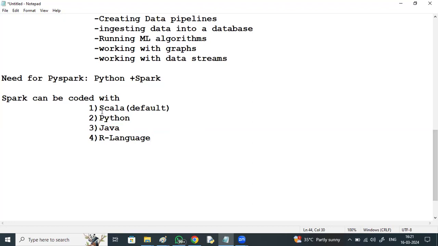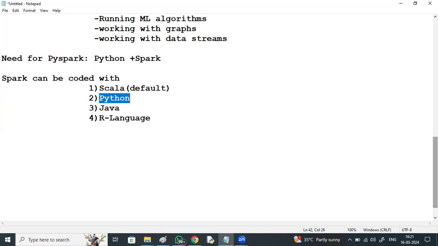Scala also has multiple features, like object-oriented and functional programming, and script-based. But compared to Python, the main thing we see is modular programming, a lot of modules in Python. So these days PySpark, Python with Spark, has great demand. Now let's see the differences between Python and Scala.